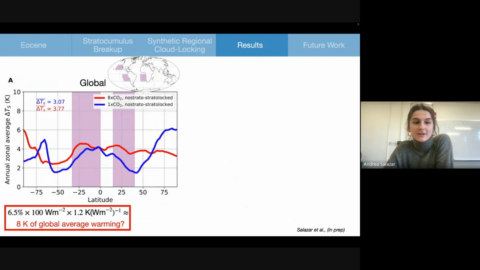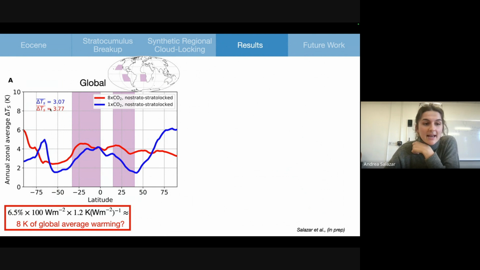But like I said, we're also interested in just globally what a complete breakup of stratocumulus clouds would look like. So remember, this back of the envelope calculation is kind of the motivation for us. So what I'm showing here is the annual zonal change in surface temperature as a function of latitude. And I'm showing it for 2 of our cloud-locked simulations. So the blue is in a 1x CO2 case when I take out all the clouds versus when I have very strong clouds in the subtropics. And then the red is in the 8x CO2 case where I do the same thing.